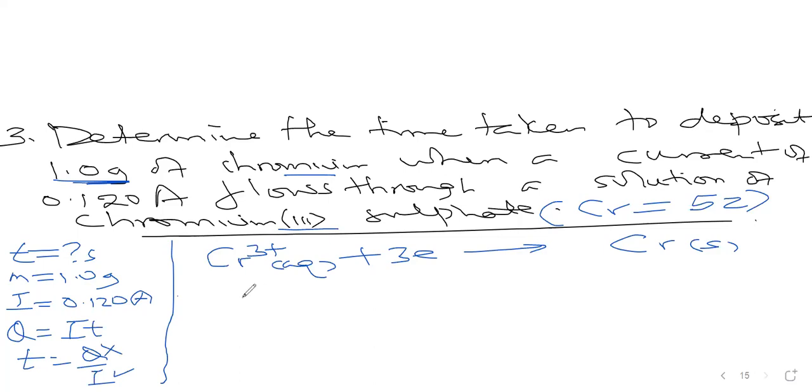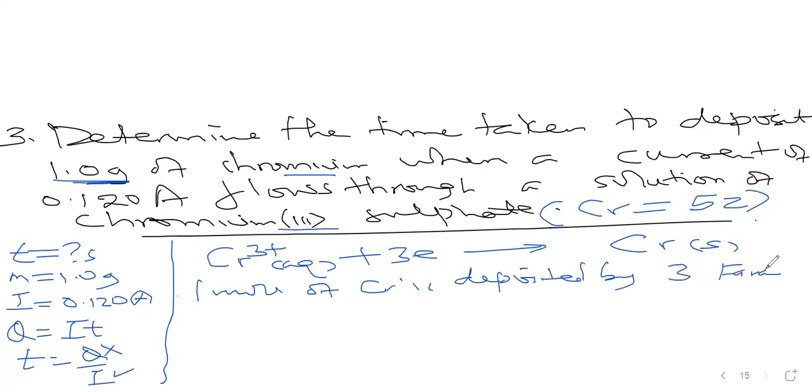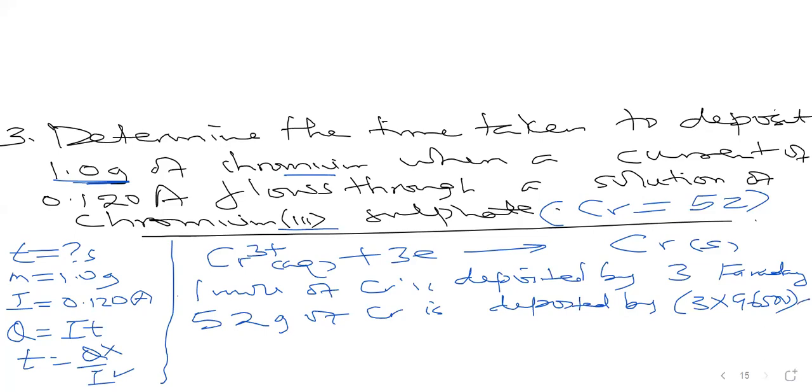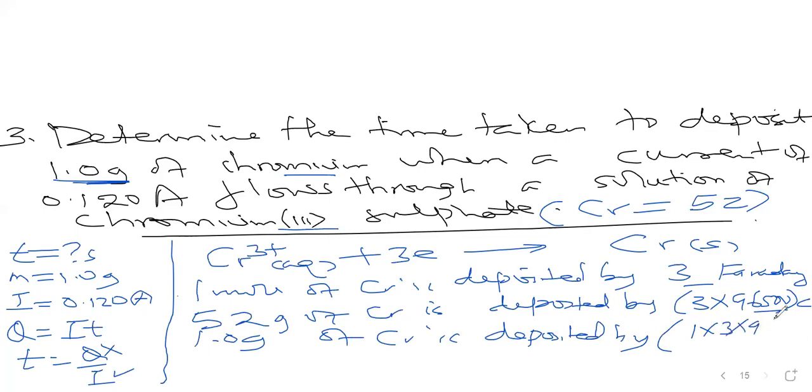You have to feel free to ask for a periodic table. So what do we have in this case? We shall say 1 mole of chromium is deposited by 3 Faraday. What does that mean? It means that 52 grams of chromium, which is 1 mole, is deposited by 3 times 96500 coulombs of charge. 1 Faraday is 96500 coulombs, but these are 3 Faraday. Now, how about 1 gram of chromium? 1 gram of chromium is deposited by 1 times 3 times 96500 over 52. So your Q will be the value you get from this.